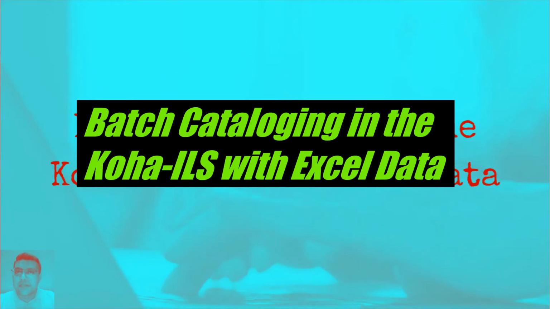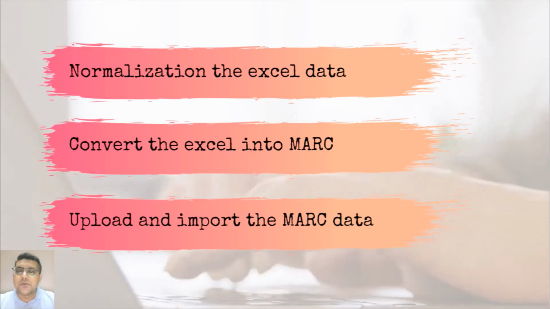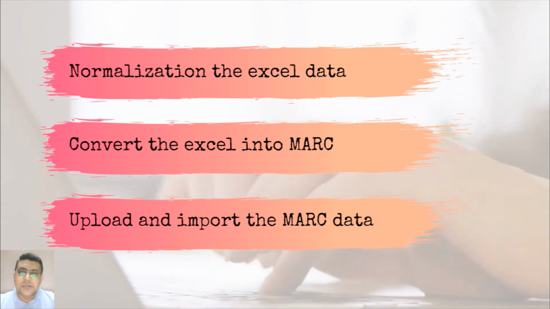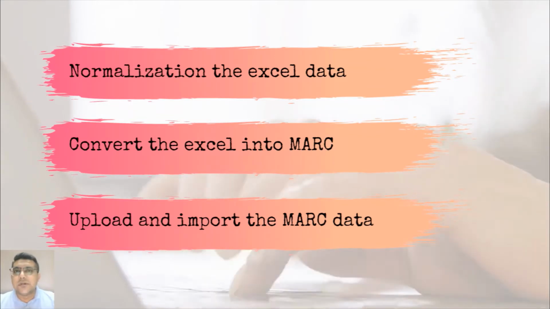Today we are at the second segment of batch cataloging in the Koha integrated library system with Excel datasheet. In this episode we will convert the Excel datasheet or Excel spreadsheet into MARC records. In the last episode, we normalized the Excel datasheet in a convertible format.